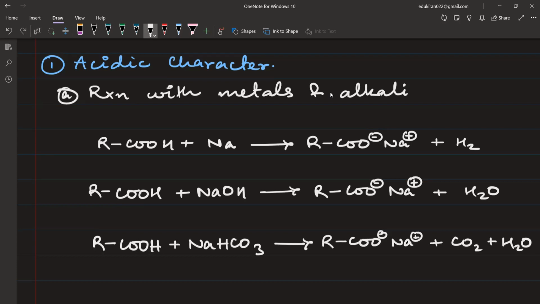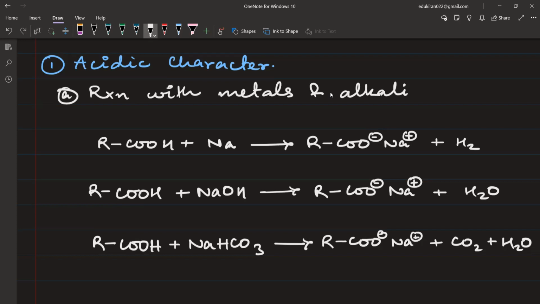Okay, so these are the reactions again. Then we are going to look at the strength of acidic character. So these are the general reactions. Sodium, all of these are going to give you only what? Carboxylate ion. Sodium salt or potassium salts of carboxylate ion. Then you will have hydrogen in the case of metals, and if you have hydroxides, then it is going to be water. And if you have something like bicarbonate, then it is going to be carbon dioxide, and then you have water. But the main organic product is carboxylate ion.